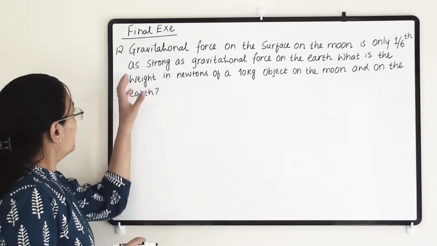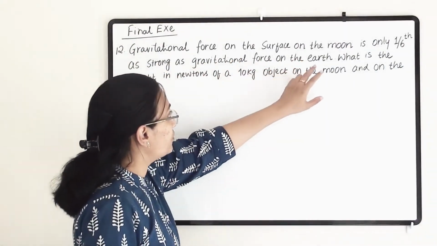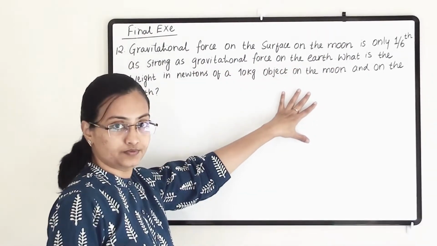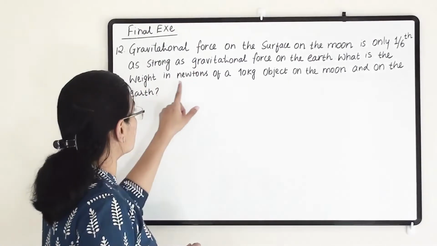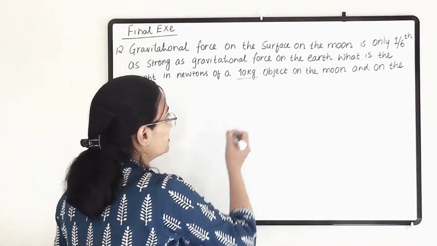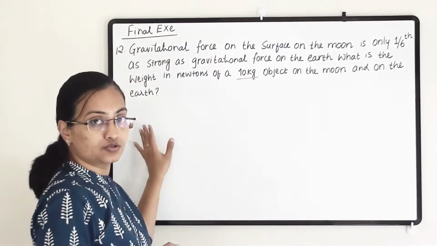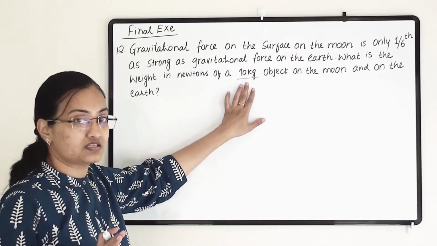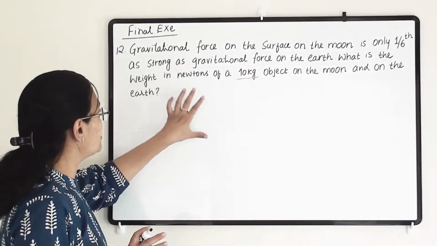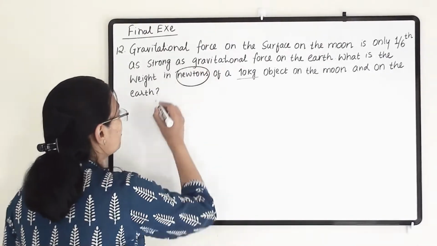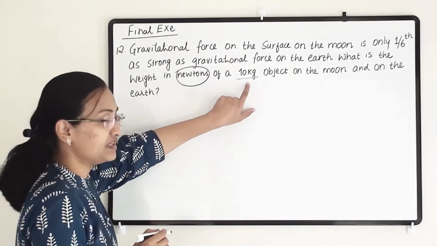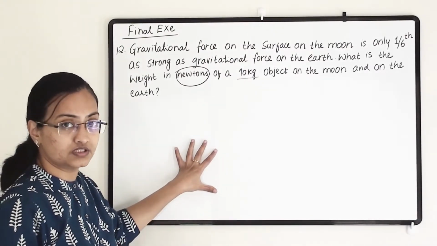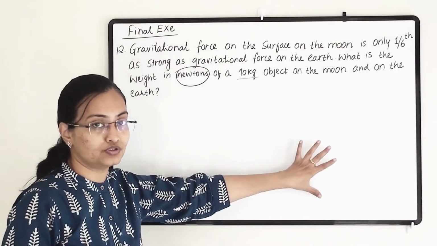Question number 12. Gravitational force on the surface of the moon is only 1/6 as strong as gravitational force on the earth. What is the weight in newtons of a 10 kg object on the moon and on the earth? So here what they have given us is 10 kg, and that is a mass. We have to find out this object's weight in Newton. We have to find out weight in Newton, and whatever they have given is a mass. So first we are going to find out the weight on the earth, and then we are going to find out the weight on the moon.